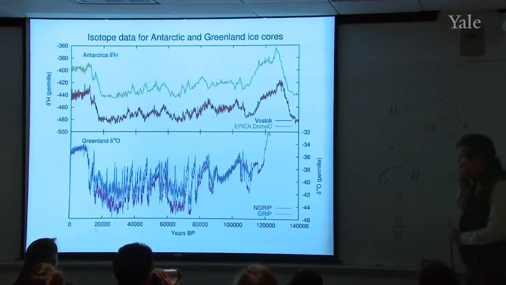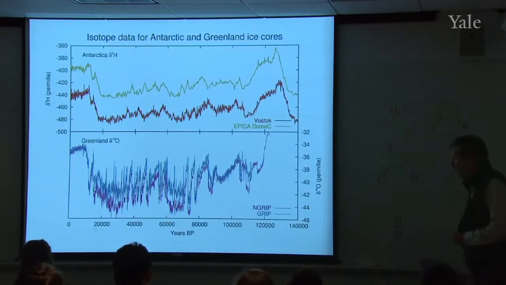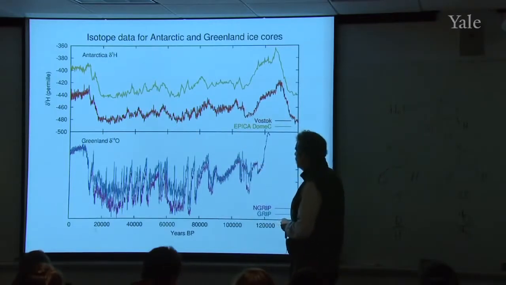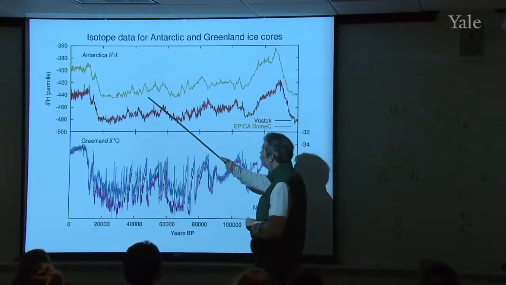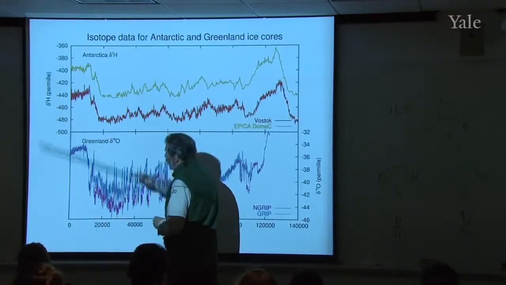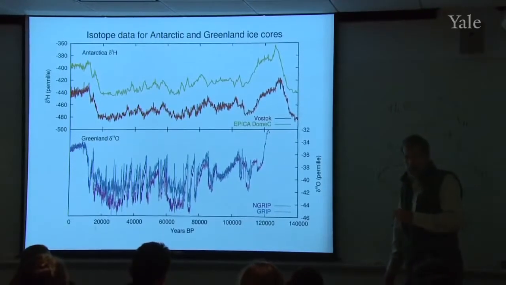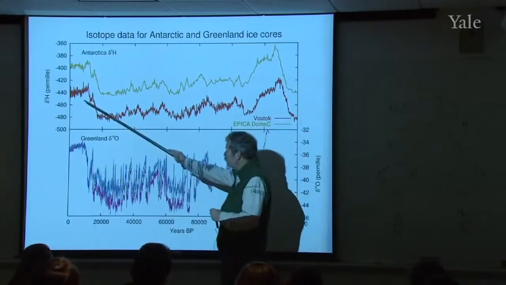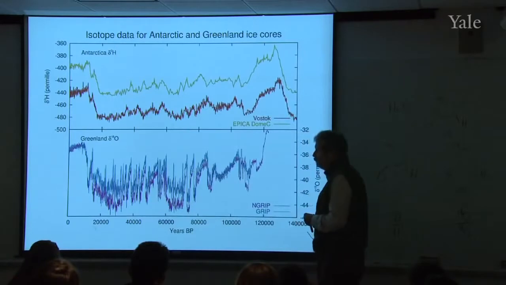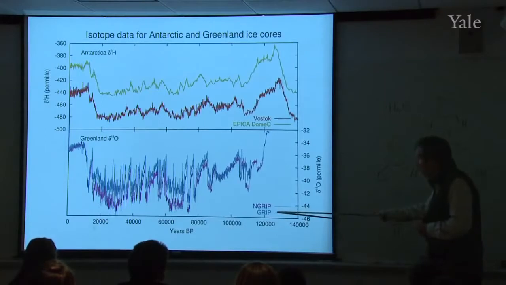So here is a record then with years before present on the x-axis. In the upper panel are cores from Antarctica, and they are represented as delta D values. Well, here they've written it as delta 2H, but remember 2H is what we're calling deuterium. So this is the same as our delta D value. And then down in the lower panel is the delta 18O for a Greenland ice core. In fact, two of them, NGRIP and GRIP.